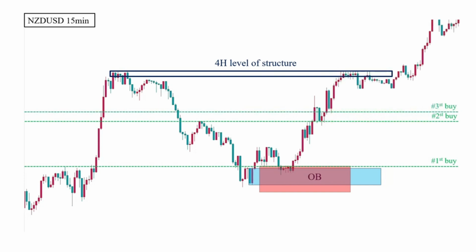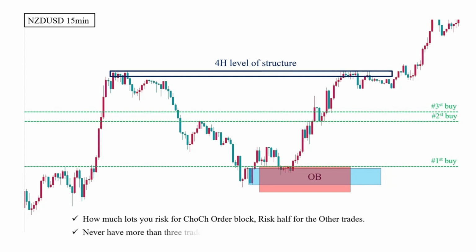Also, keep in mind that whatever position size you risk for the change of character order block, you need to risk half of the size for the following trades. Also, never have more than 3 trades open for the same analysis on a pair. For example, if you have a small account and are willing to risk 2% for the first trade, risk 1% for the second and third. This way, in the worst-case scenario, you will only lose 4% of your capital. But in the best cases, you will earn far more profits, which is how you make a smart risk.